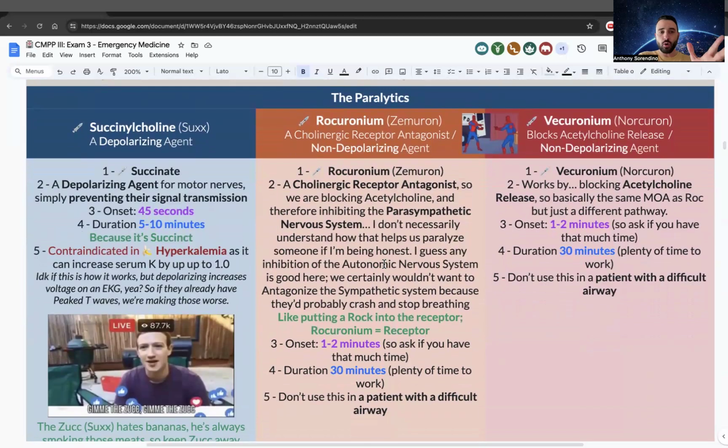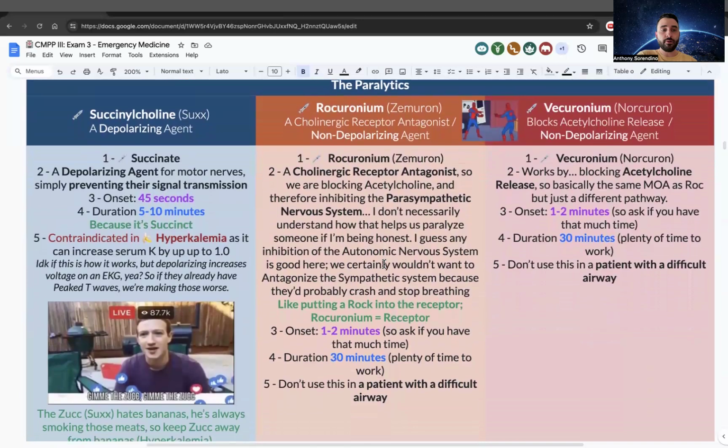So succinylcholine, or SUX, is the only depolarizing agent here. It works quickly, so 45 seconds. You're going to have about 5 to 10 minutes to do what you have to do. So I think of SUX like succinct, so it's short acting and short lasting. The big contraindication here is with hyperkalemia.